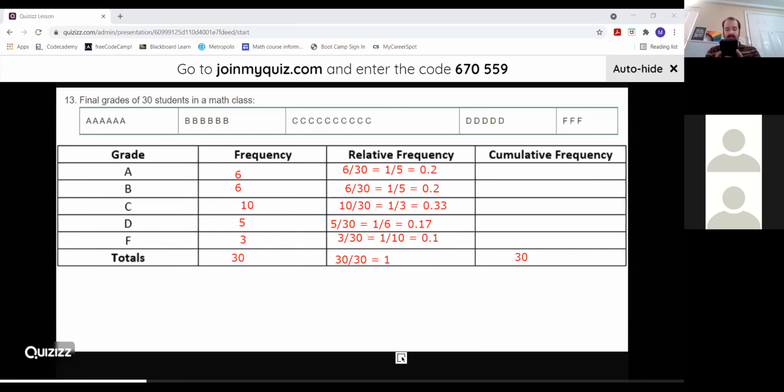Okay, so this is 0.2 plus 0.2 plus 0.33 plus 0.17, sorry, I did round a little bit, plus 0.1. Yes, I'm getting exactly 1. Sometimes you might get like 0.99 depending how you round these things. Sometimes we get those repeating numbers and stuff.